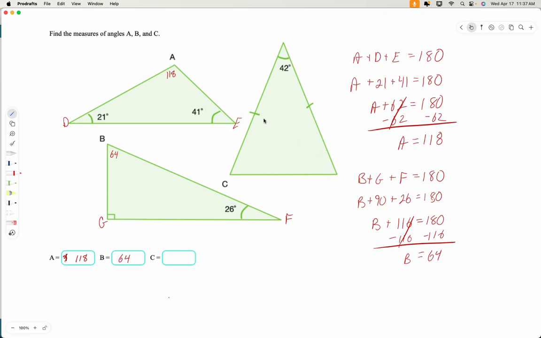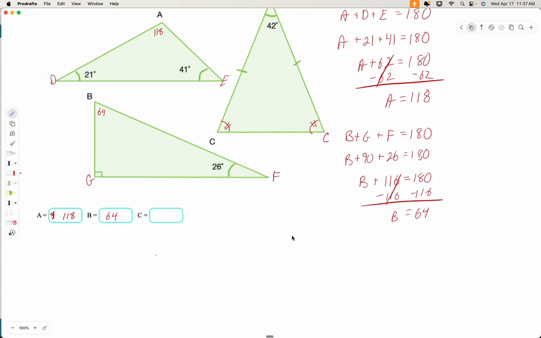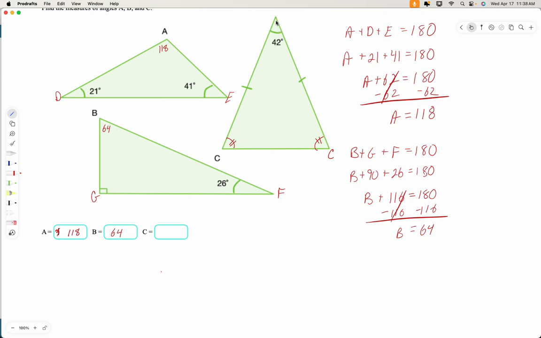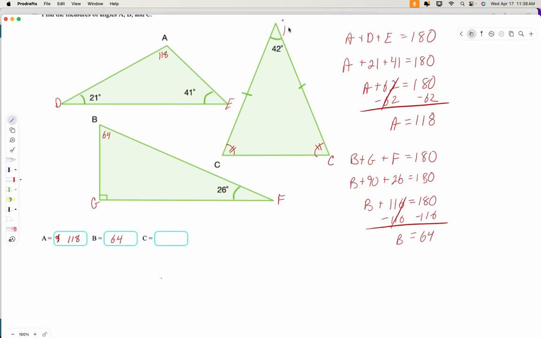Now the last one. You see these little marks here? We're going to find C. These little marks here tell me that this is an isosceles triangle, which tells me that this angle is congruent to this angle. So if they're the same value, then we can call this one C also. So that tells me that I could, let me scroll this up. I could say, let's call this other angle at the top, let's call this H, right? Call him H. So that means I've got H plus C equals 180.